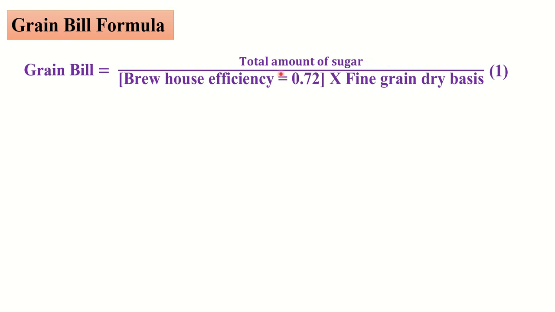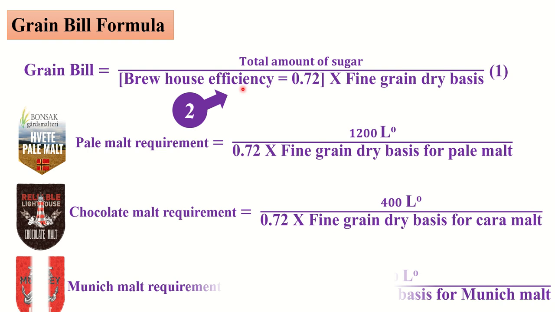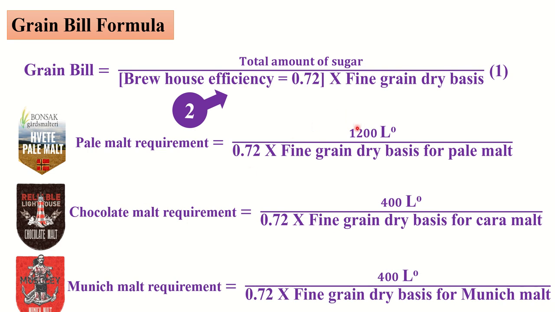Once we finish the total amount of sugar for each individual malt, the next thing that comes is your brew house efficiency. Since we mixed all three malts together and brewed it, the brew house efficiency is going to be the same across pale malt, chocolate malt and Munich malt. You can see this total sugar varies, as we observed in the last slide, but the brew house efficiency remains constant. So for us to solve this grain requirement, we are left only with finding this extractability, or fine grain dry basis.